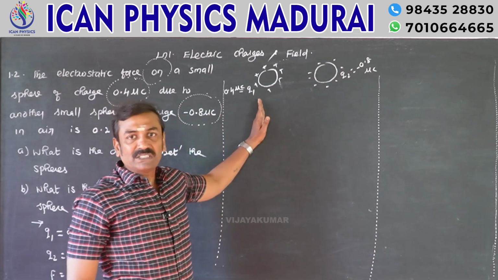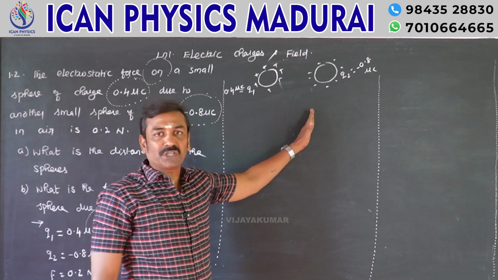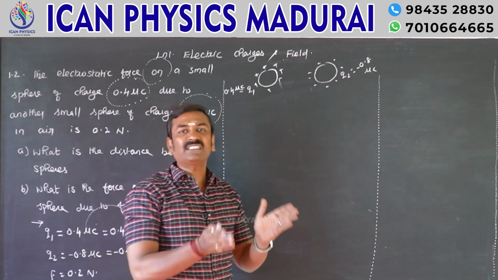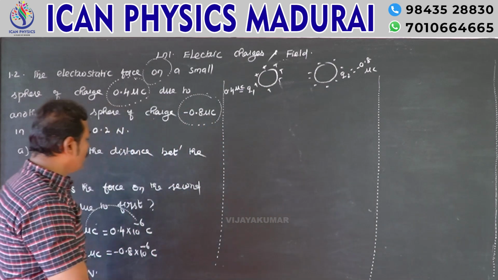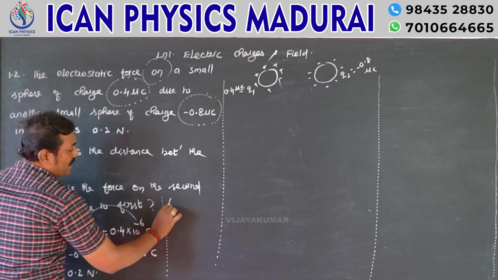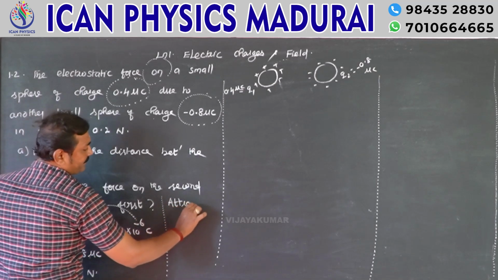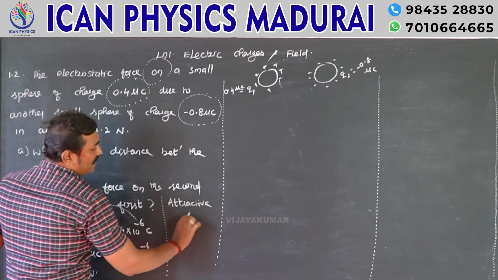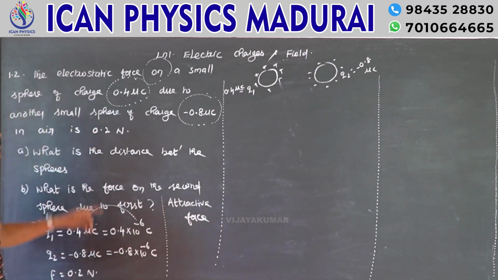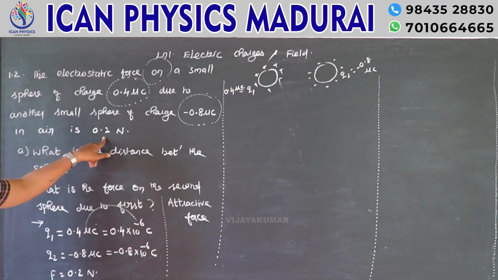So, the first one is positively charged and the second one is negatively charged. Positive and negative always attract each other. So, the first one experiences an attractive force of 0.2 Newton.